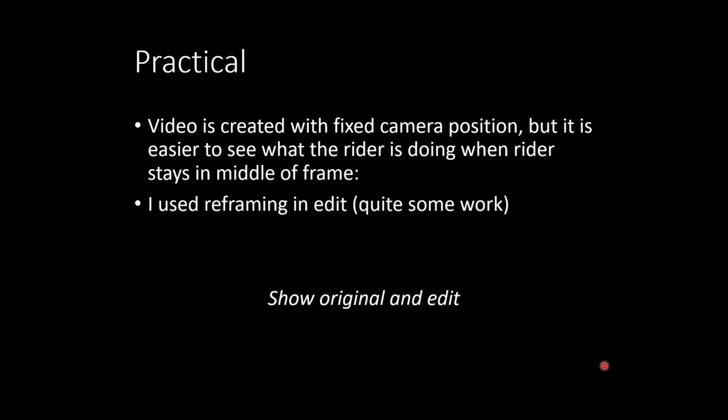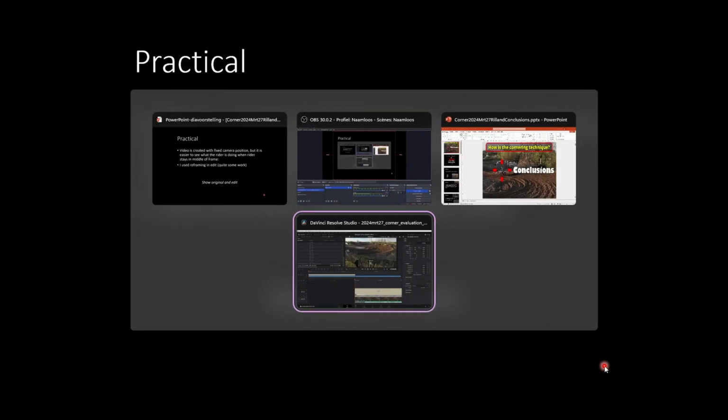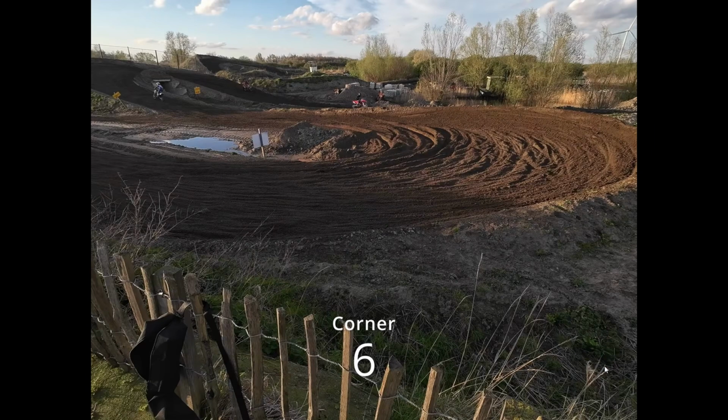That was not done originally, so I used reframing in my edit, and it was again quite some work. Some of them went fine immediately, and some I had to do 10 times over before it was something. So getting that done was quite something. But let me show you what I mean, because the look says more. This is corner 6. First I show you how the movie was originally made, which is this one. After that is how I created the edit, including sound.